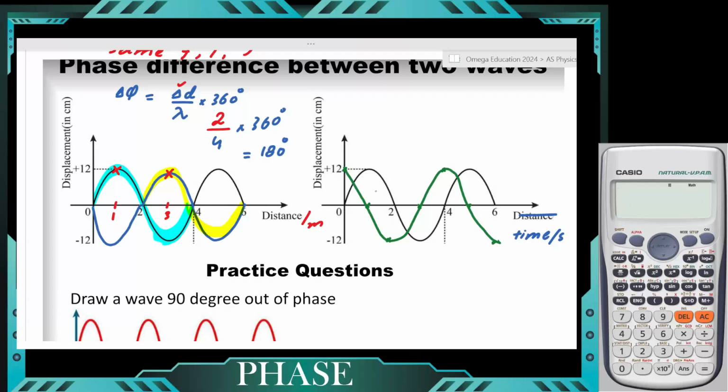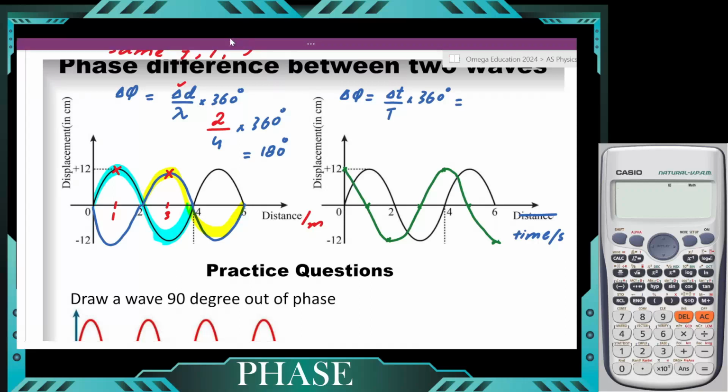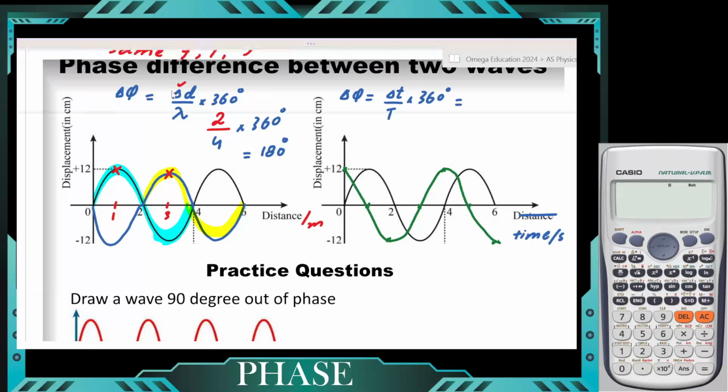What do we do? What's the first step? The first step is to write down the formula. This formula should be in terms of time, so it should be delta t divided by capital T times 360 degrees. And both the waves should have the same time period. Only then will they ask you to find the phase difference. They ask you to find the phase difference for coherent waves.